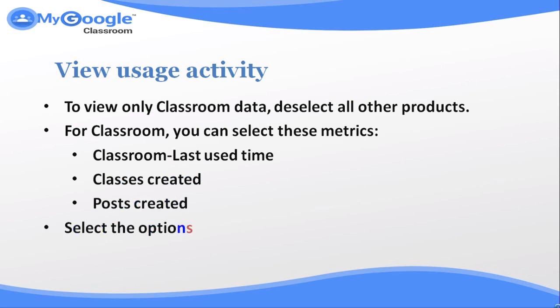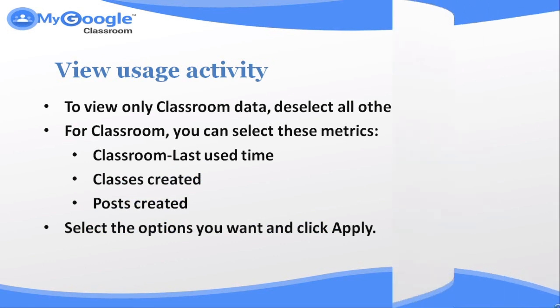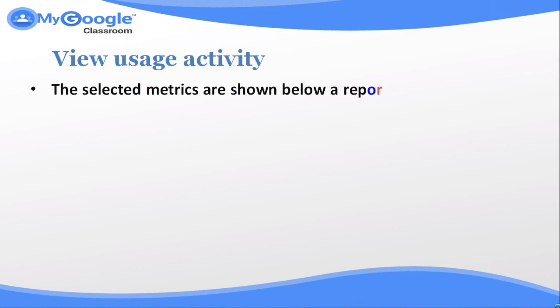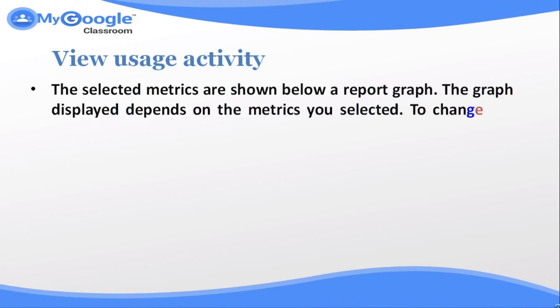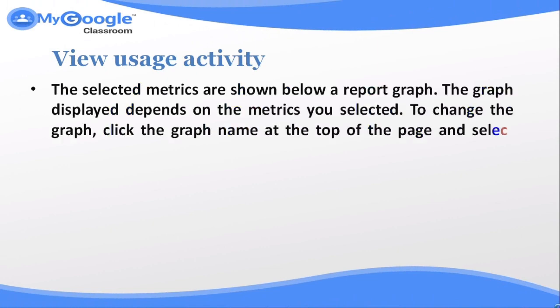For Classroom, you can select these metrics: last used time, classes created, and posts created. Select the options you want and click Apply. The selected metrics are shown below as report graphs. The graphs displayed depend on the metrics you selected.